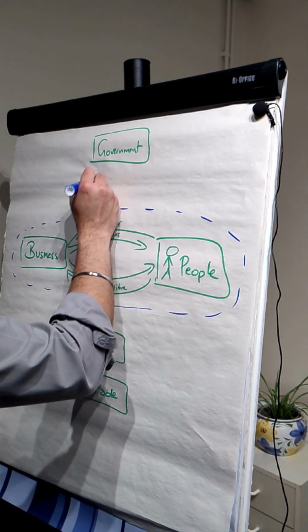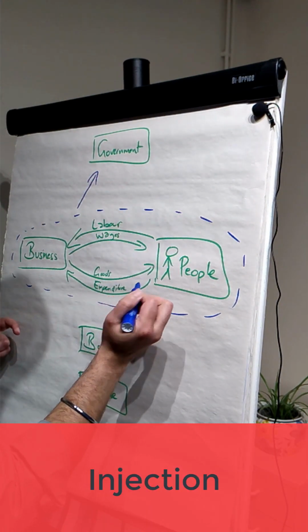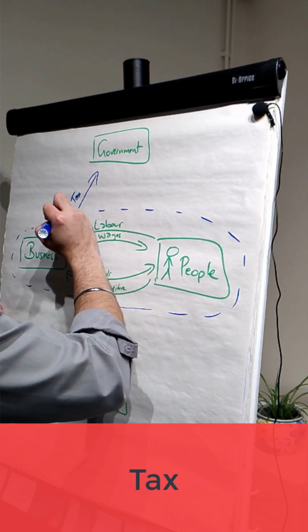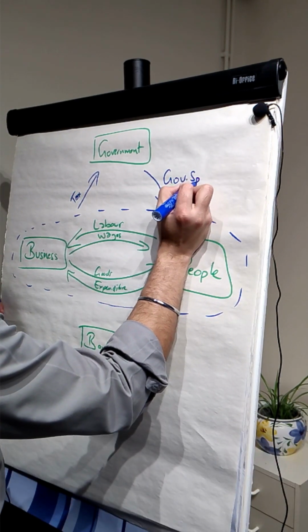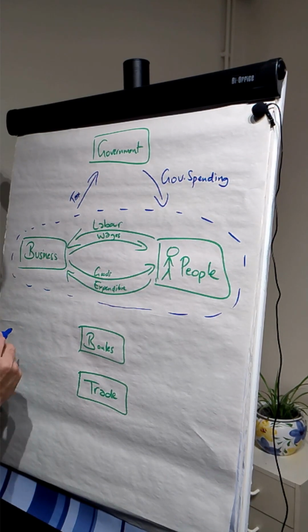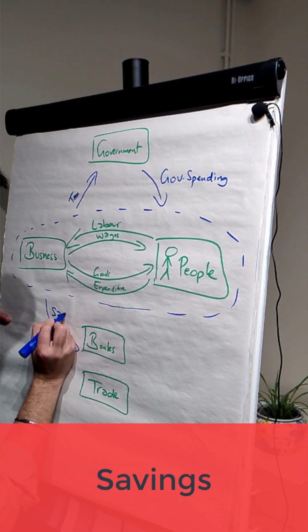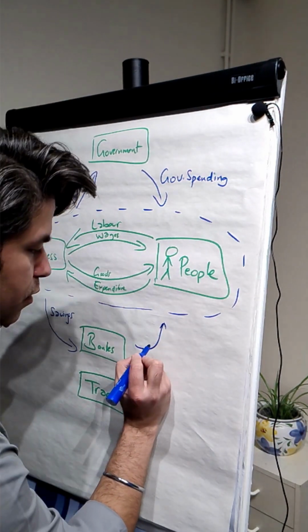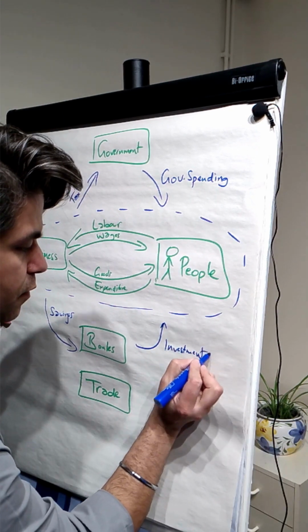When money leaves the system, we call it a leakage. When money comes into a system, we call it an injection. System being this circle here. So taxes are a leakage. The government then spends that money back into the system. Injection, government spending. Money comes in, goes into banks, leakage, savings. Goes back into the system in the form of investments, injection.